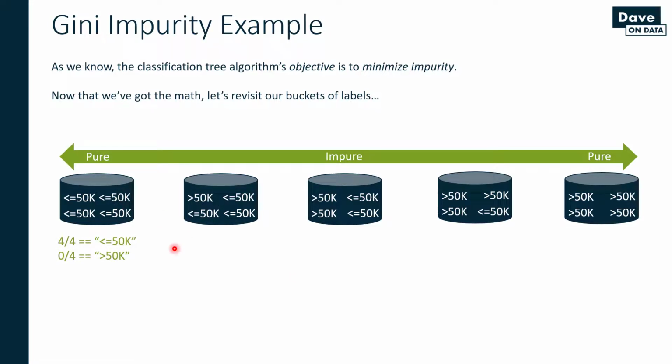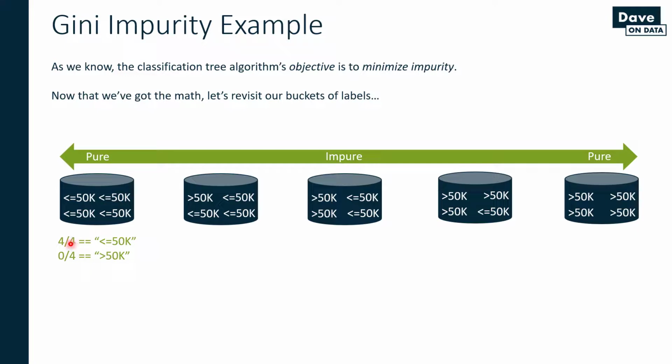What we know from the previous slide is we need to calculate the proportions in our buckets, in our nodes, by class label. We can see that we have 4 labels, and all of them happen to be less than or equal to 50,000. So we can say 4 out of 4 of our labels are less than or equal to 50K, and reflexively, 0 out of 4 are greater than 50K because there are no greater than 50K labels in this bucket.